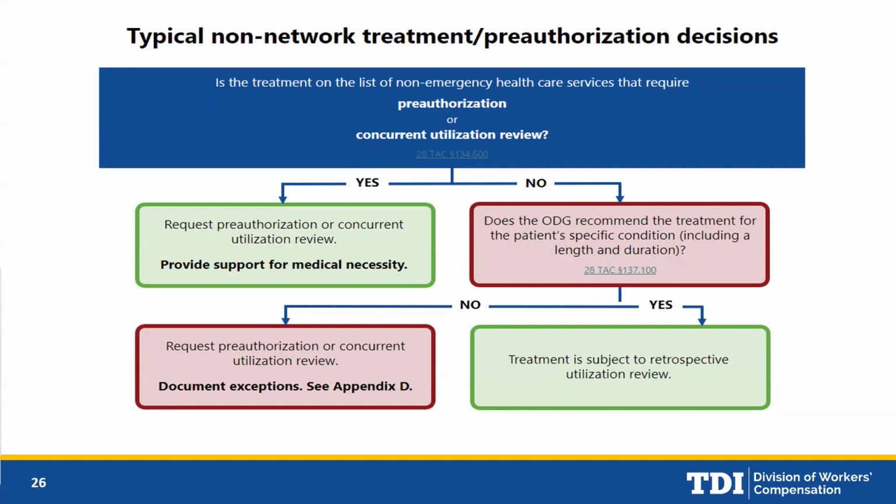But all services are either going to be looked at up front because they require pre-authorization or concurrent review, or on the back end after you provide the service and bill the bill. A carrier can look at it retrospectively for utilization review. But this is your decision tree for your pre-auth team to know what services need pre-authorization or not.